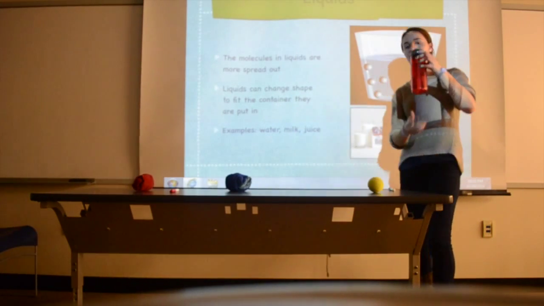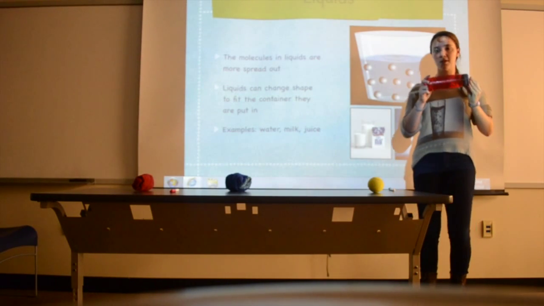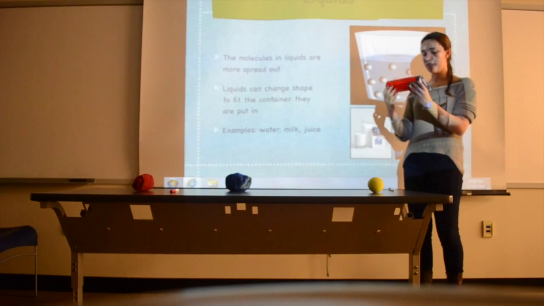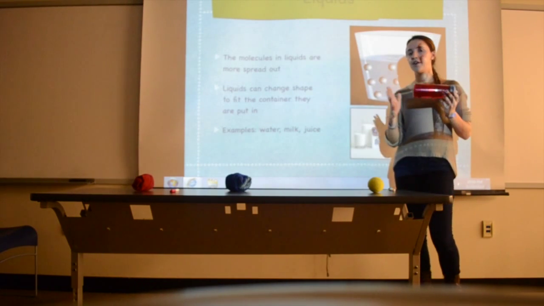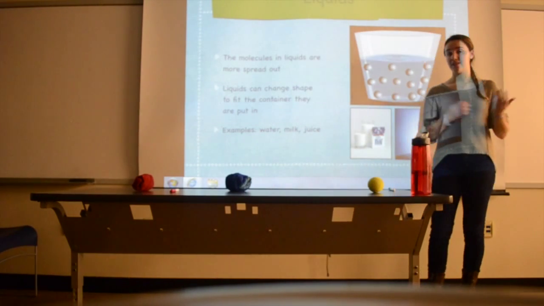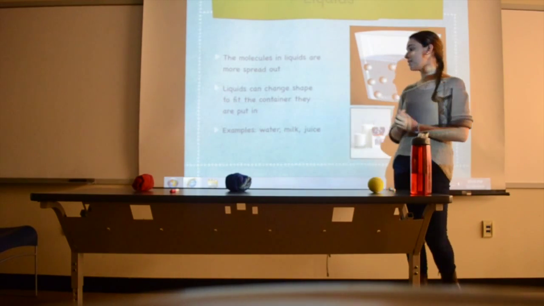So here I have a bottle of water. It kind of looks like it's just filling right up to here, but if I twist this bottle horizontally, you can see that the water spreads out more. So it looks longer, but it's still the same water. Well, that's because water fits the container that it's put in, because it's a liquid. Some other examples of liquids would be water, milk, or juice.